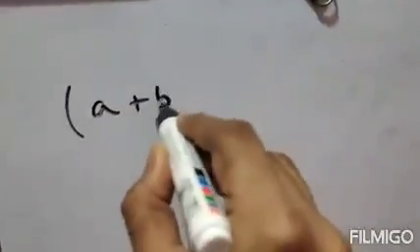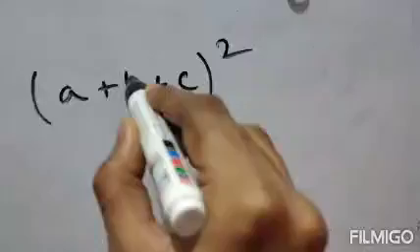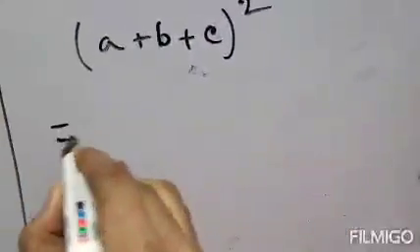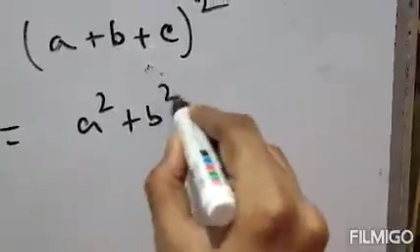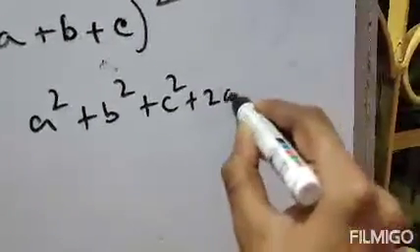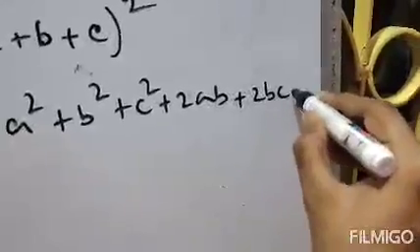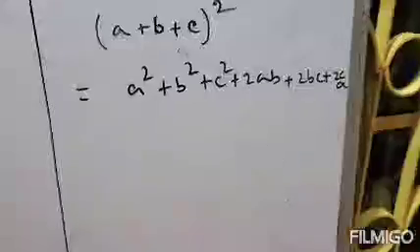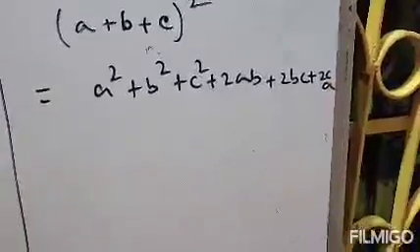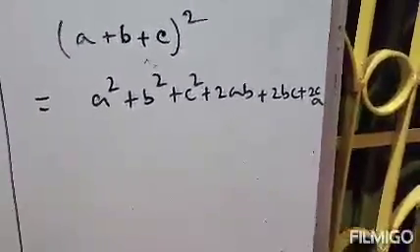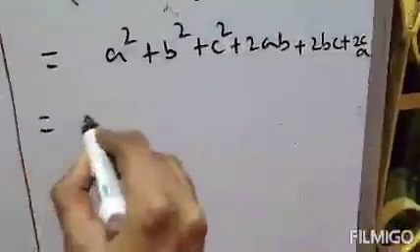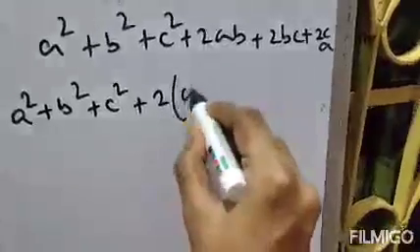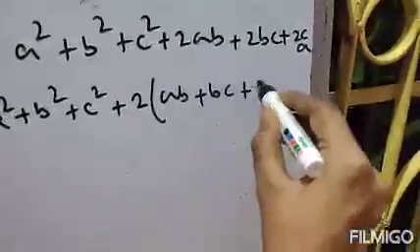(a plus b plus c) whole square equals a square plus b square plus c square plus 2ab plus 2bc plus 2ca. This is the formula. Alternatively, you can write a square plus b square plus c square plus 2 times (ab plus bc plus ca).